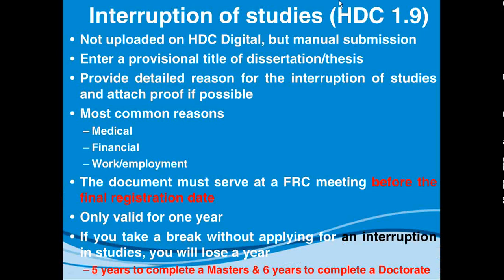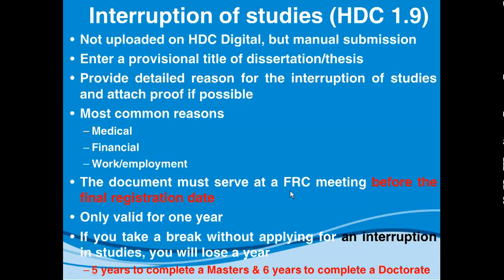So for interruption of studies, you would download the 1.9 form from the postgraduate website. This is not loaded onto HDC Digital, but is a manual submission to the postgraduate office. You would enter your provisional title, even if it hasn't been finalized. You would provide a detailed reason for the interruption of your studies. The most common reasons are medical, financial, or work or employment related issues. And attach proof if possible.